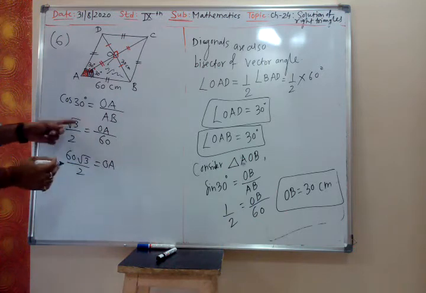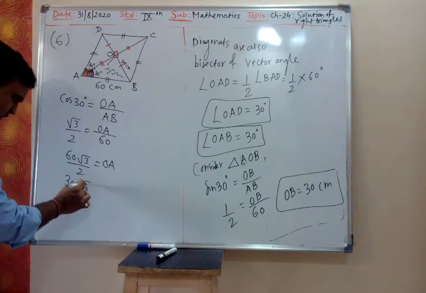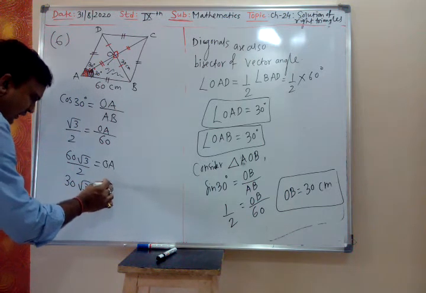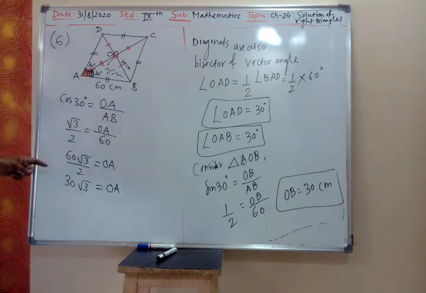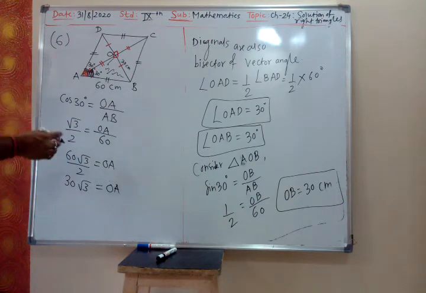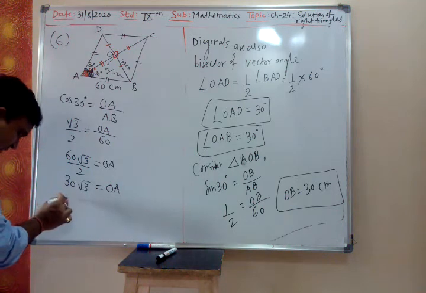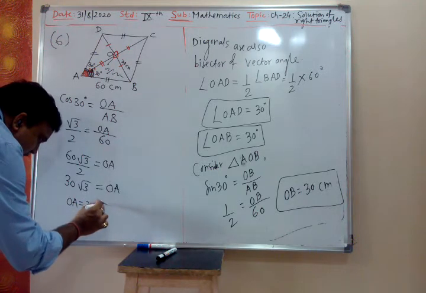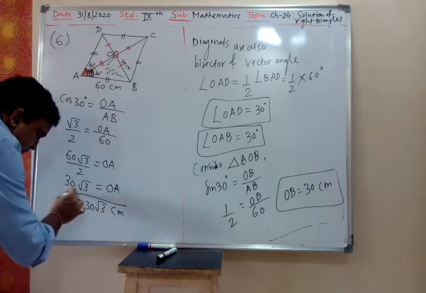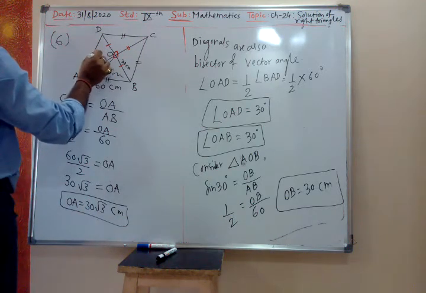We just cross multiply, 60 root 3. So that is 30. 2 OA will come. Next step I will divide by 2. So 30 root 3, you can simplify. So OA is 30 root 3 centimeter.